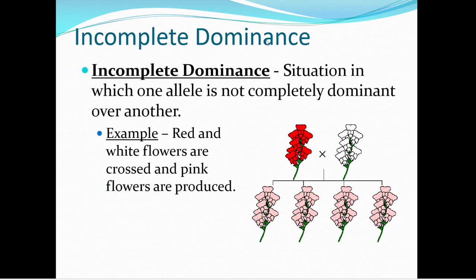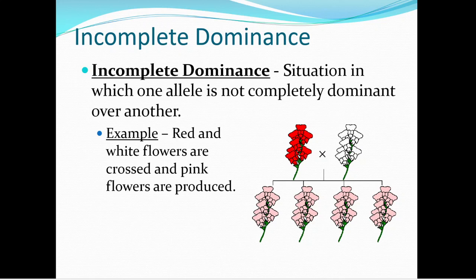Okay? So remember we talked about just a minute ago that sometimes we don't have complete dominance. I'm going to talk about a couple different things, and we'll practice these in class. But the first one, where it's not straightforward complete dominance, is what we call incomplete dominance. It's a situation in which one allele is not completely dominant over another. One example is that Mendel found that when he crossed red flowers with white flowers, he didn't get red and white.